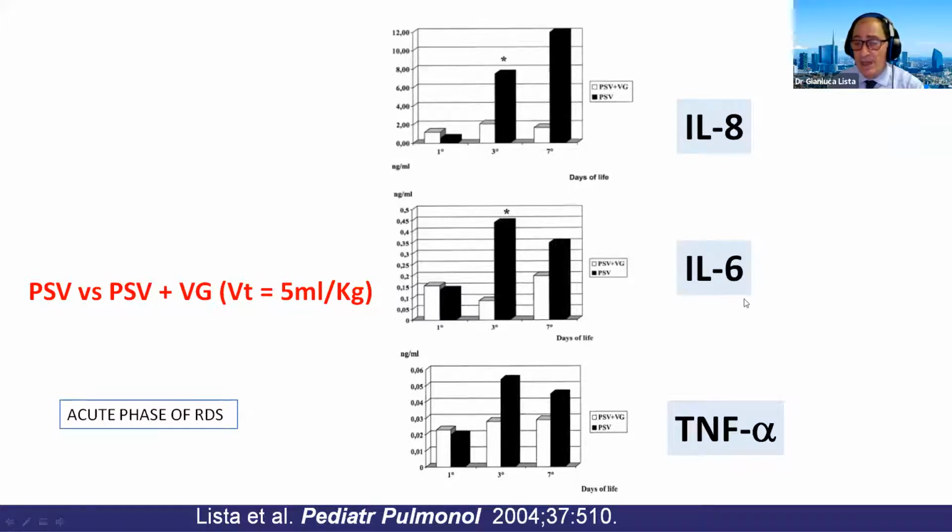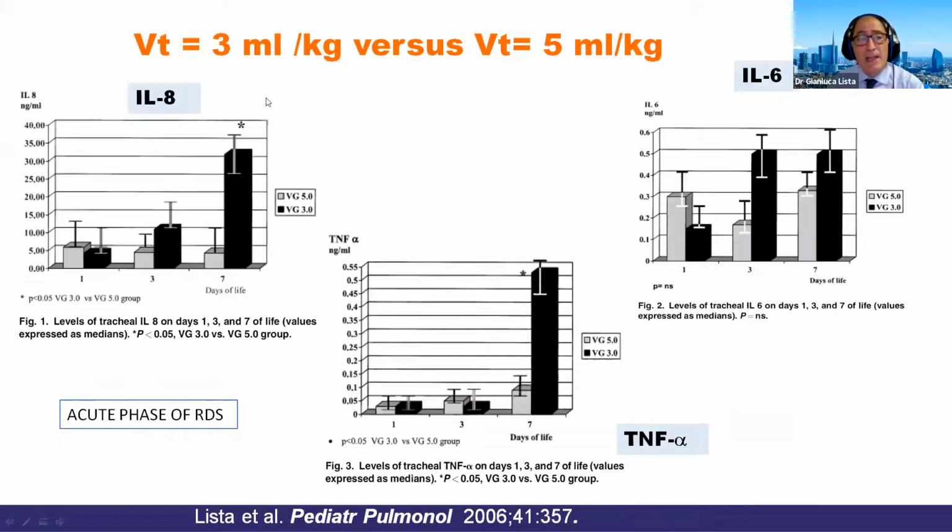Then we wanted to understand which could be the better tidal volume to use during the acute phase of RDS. So we compared 3 versus 5, and again we measured the concentration of the cytokines in the tracheoaspirated fluids. And we observed that in babies ventilated with the tidal volume set at 3, there was a significant increase of the cytokines in the tracheoaspirated fluids.